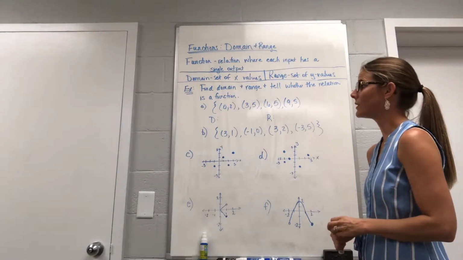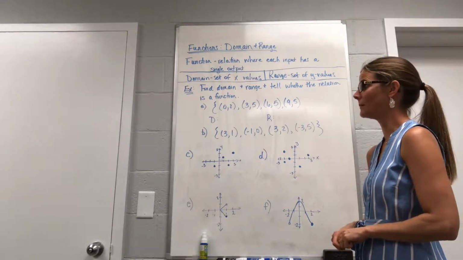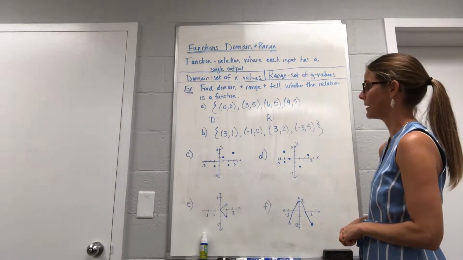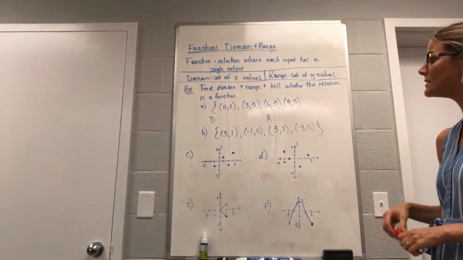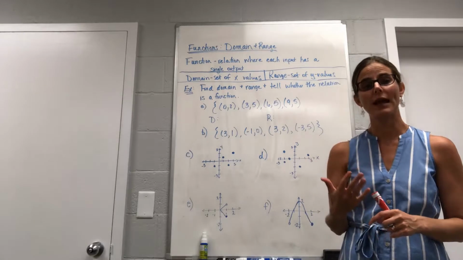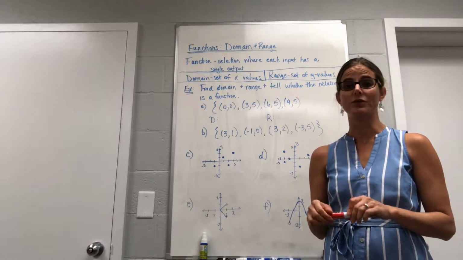So we're going to look at a few examples of domain and range. This will be a quick little review of domain and range. The domain is the set of all of the x values in a relation, and the range is the set of all of the y values in a relation.